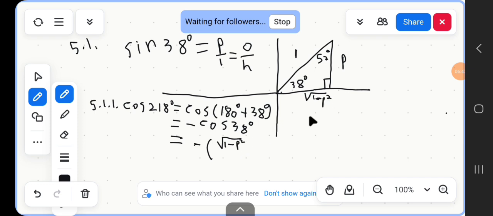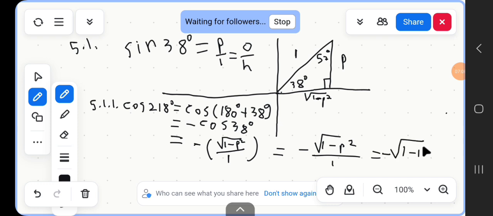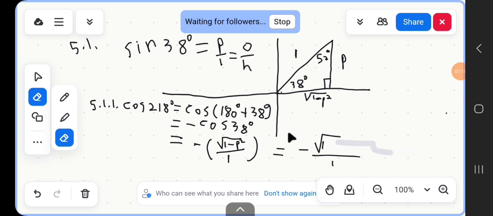Sorry, I forgot to write a p squared there, right? All over 1, because it's adjacent over hypotenuse. And then your end product is negative root 1 minus p squared all over 1, or you can just write negative root 1 minus p squared, because anything divided by 1 is that number or that variable. So this is how you conquer 5.1.1, and now we're moving forward to 5.1.2.